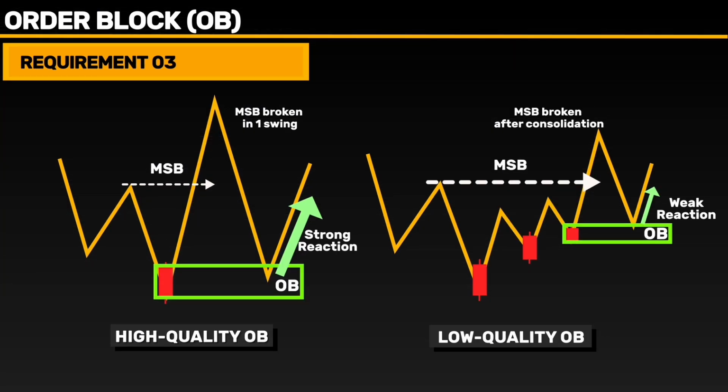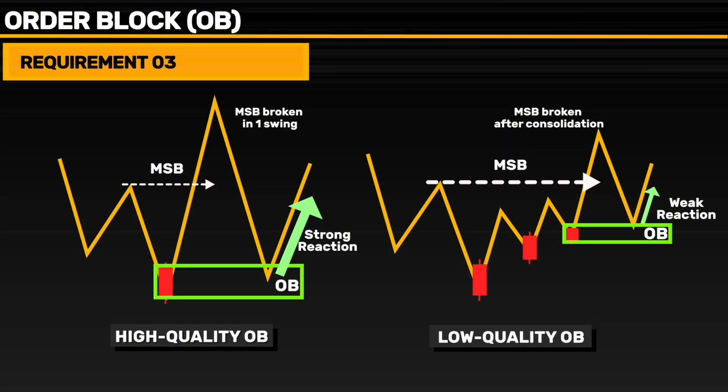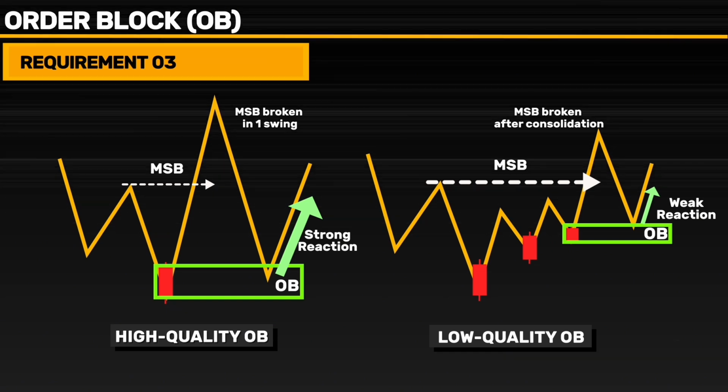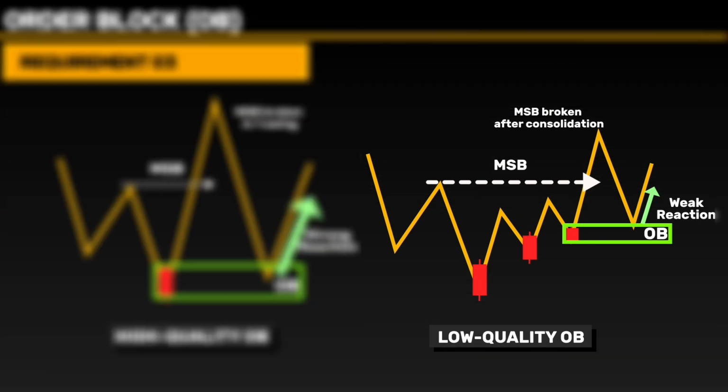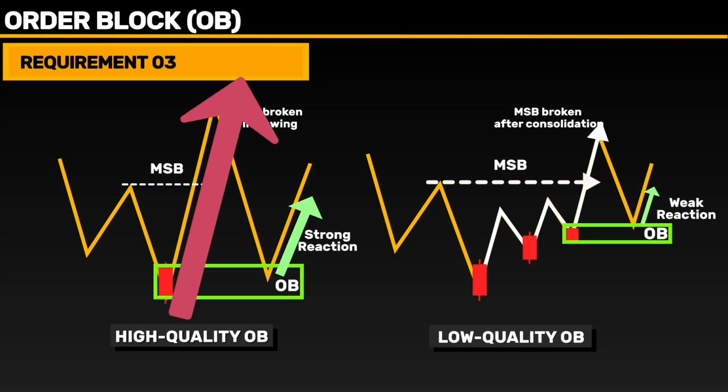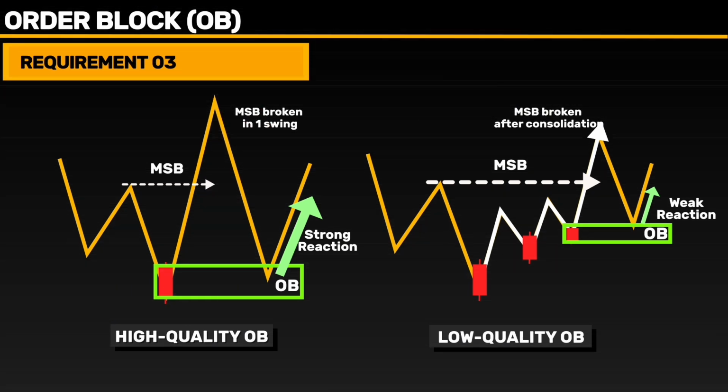The third thing I look for is a quality MSB. So what do I mean by quality? Well, ideally, you'd want to see the price break the previous structure in one big sweeping swing. For example, here you could see that price entered a bit of a consolidation phase before finally breaking the lower high with this order block right here. This, in my opinion, is a weak order block. However, in this second example, you could see that the price broke the structure in one big swing. No consolidation, just one swing from the lower low. This is a very strong order block, and the zone it creates in turn becomes a very strong demand zone.